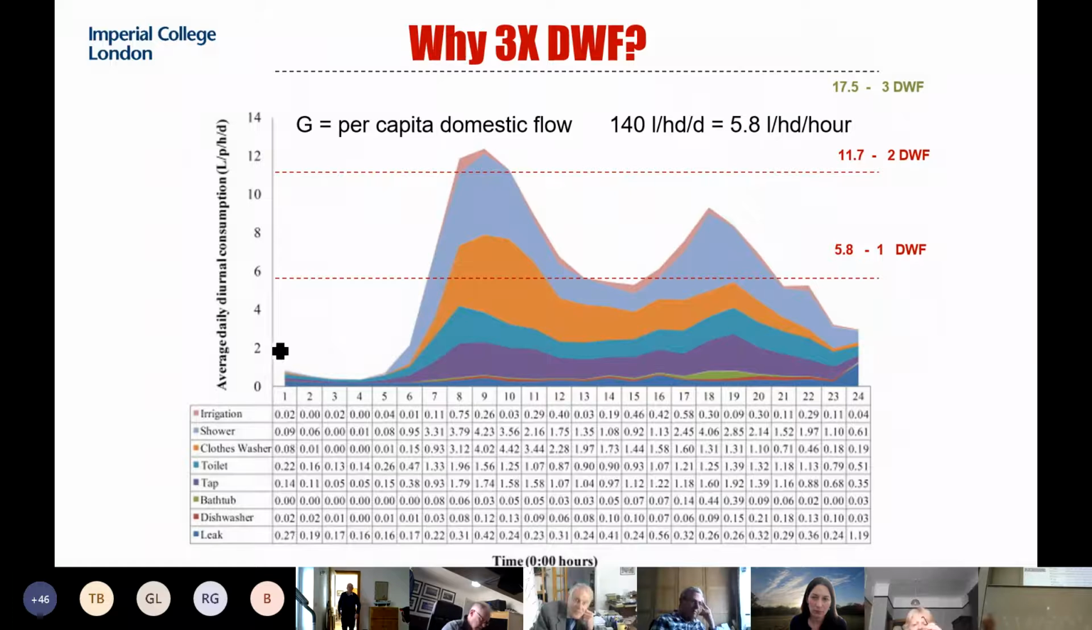Now, let me explain. This is quite important. I'll explain why three times dry weather flow. If you consider how the dry weather flow works, we said that a plant should be able to treat 3 times dry weather flow. Let's say this is 140 liters per day, if the plant was only treating one person's effluent, right? This doesn't arrive at the plant all at the same time, right? It follows this distribution. So in the morning, as people are waking up, they use less water.